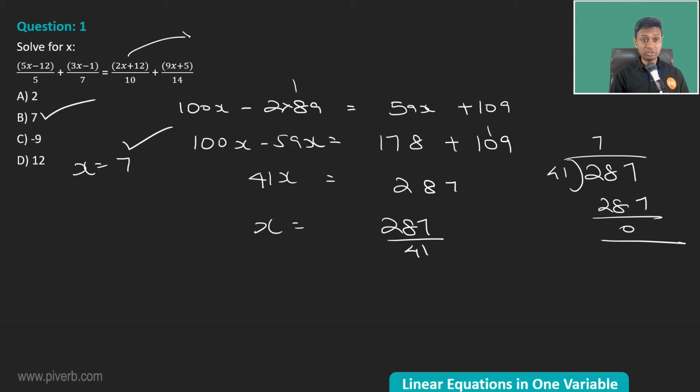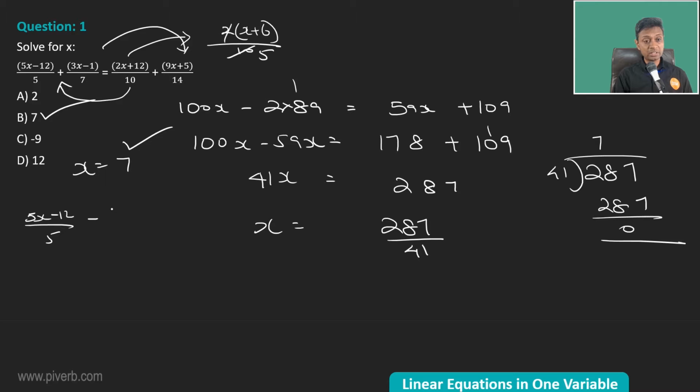You could have written this down as 2 into (x + 6) by 10. It becomes (x + 6) by 5. And therefore, you could have brought this side and this side. We're dealing with (5x − 12) by 5 minus (x + 6) by 5 equals (9x + 5) by 14 minus (3x − 1) by 7.